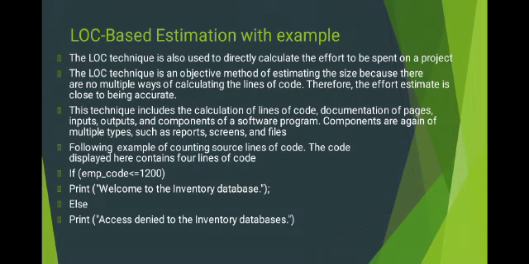Following is an example of counting source lines of code. The code displayed here contains 4 lines of code. If EMP code is less than or equal to 1200, then print welcome to the inventory database, else print access denied to the inventory database. Means using LOC based estimation we can easily identify the number of lines of code in our software.